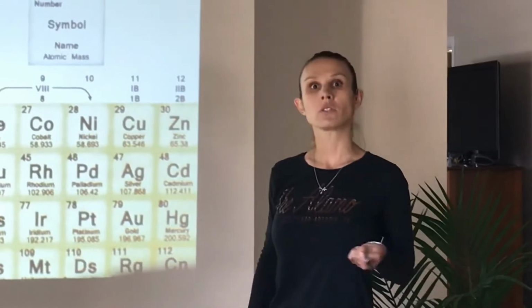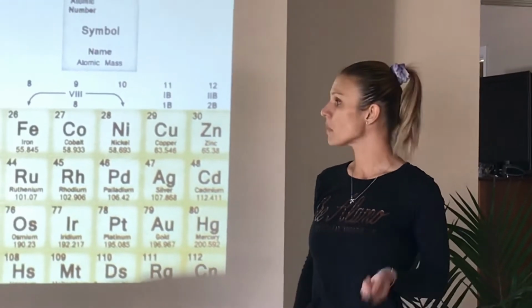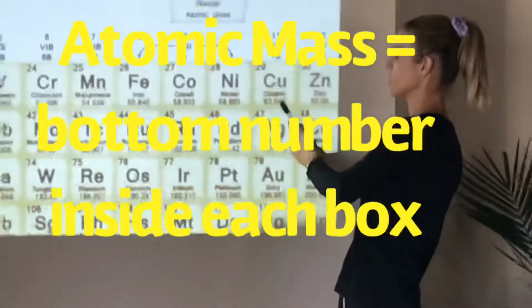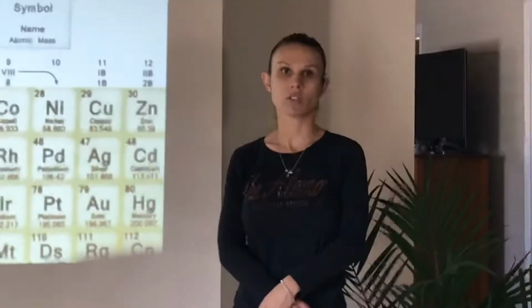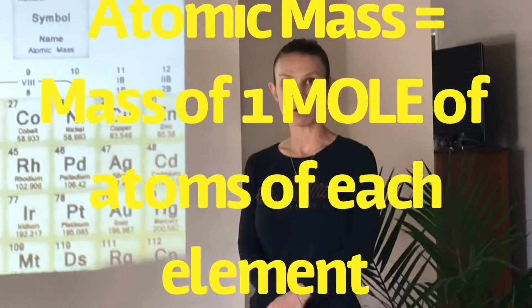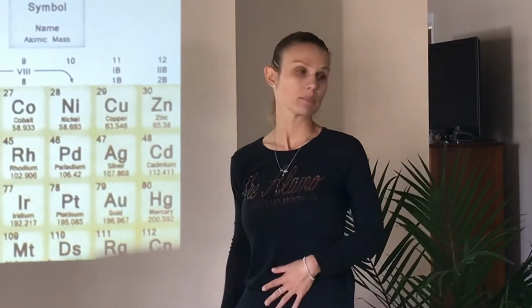So the most important part to remember about atomic masses, which is these numbers, the bottom numbers on the periodic table, is that they don't represent the mass of one atom of that element. They represent the mass of 1 mole of atoms of that substance. That's why the numbers are so big.